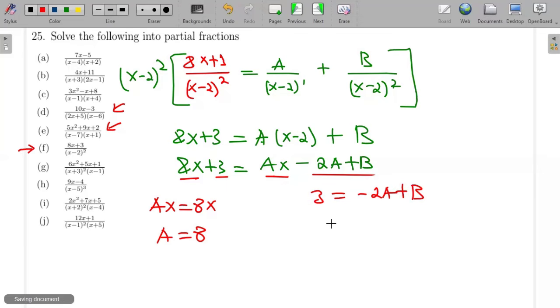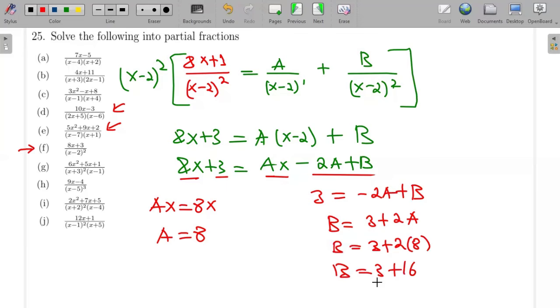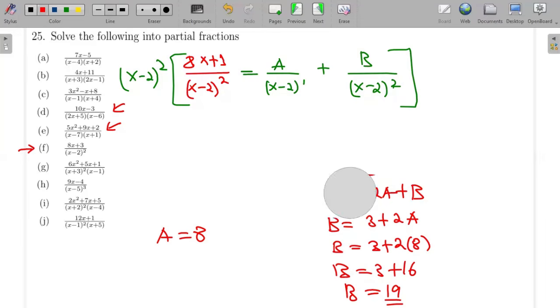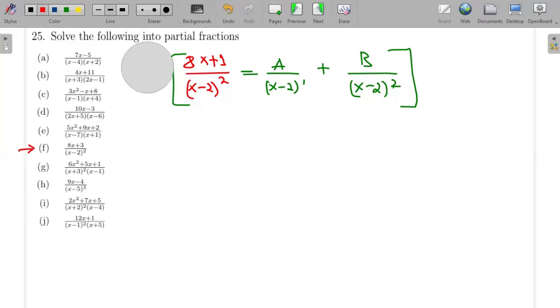All right, so b will simply be equals to 3 plus 2a. So I've just gotten this guy and taken it to the other side. So b will just be equals to 3 plus 2, and then the a is 8. So b is equals to 3 plus 16. So b will just be equals to what? To 19. All right, so it means my final answer will just be, my a we found was 8, and then my b we found was 19. That's all.